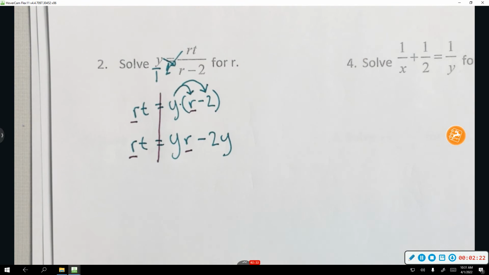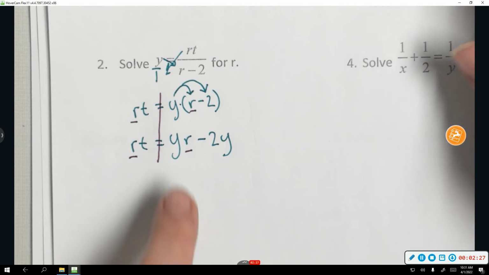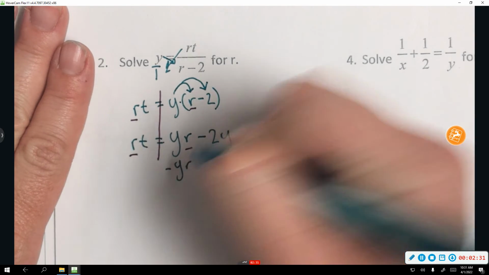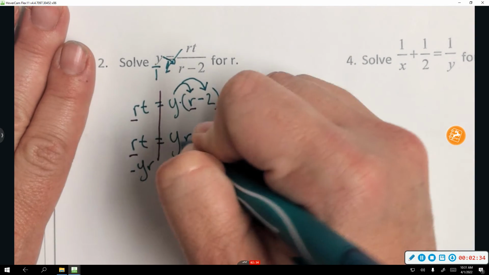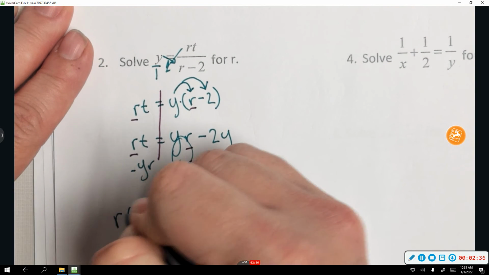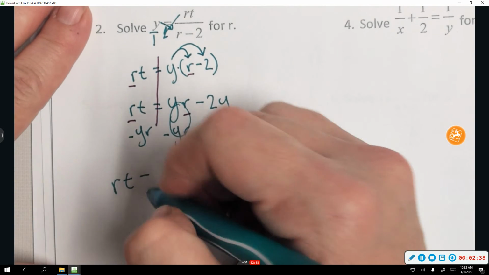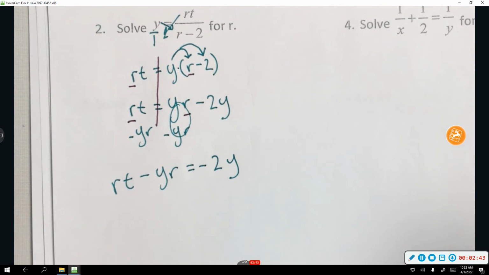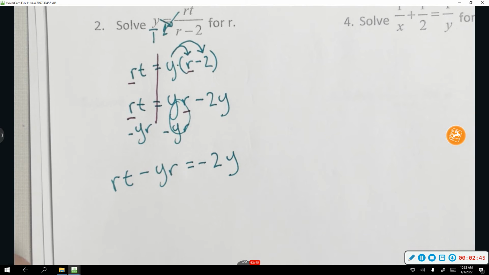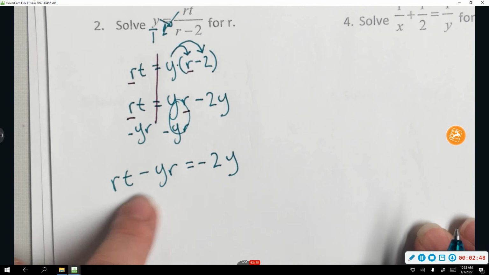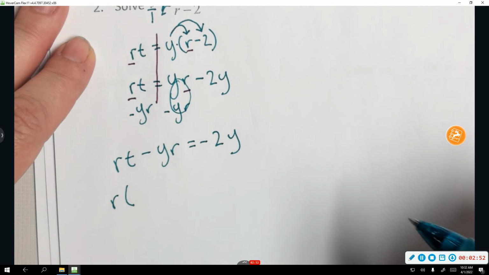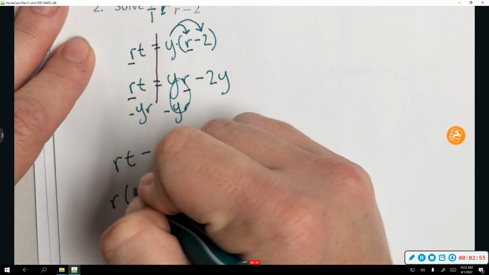Now I'm solving for what? So I need the r's together. So I'm going to move this yr to the other side. This might not make sense yet, but I promise it will in just a second. So RT minus YR equals negative 2y. Well, y'all, what's my GCF over here? R. And what's left when I take out that r? T minus y.